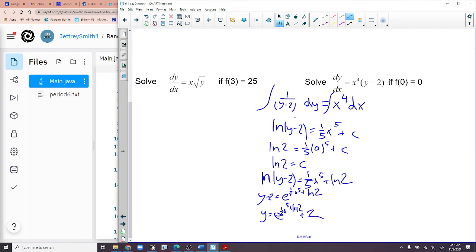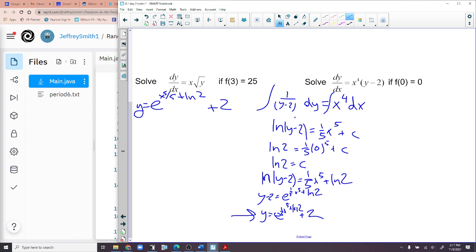All right, nice round of applause. I'm going to alter this a little bit, but I'll do it. So right now he has y equals e to the x to the 5th over 5 plus a natural log of 2 and then plus 2. And now, if this was a free response question, you could leave it like that. It's an equivalent form to the answer and no problem.